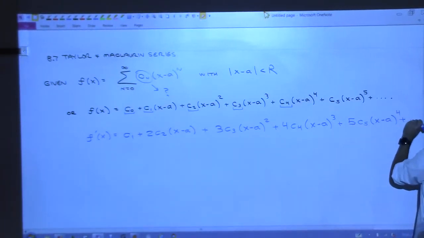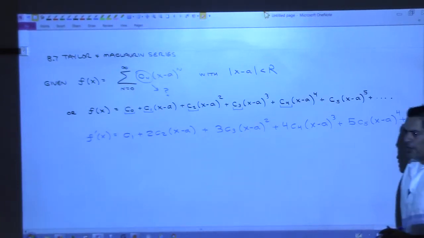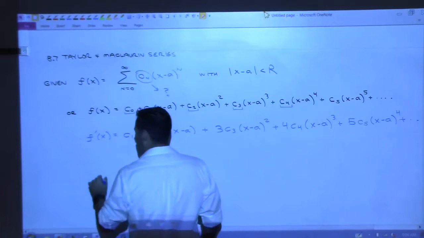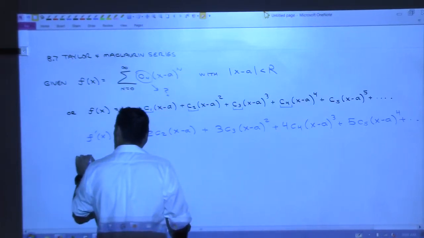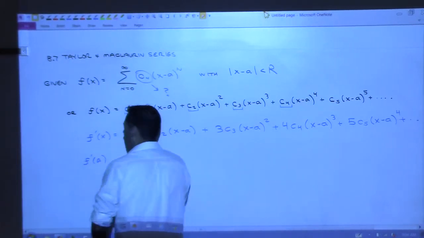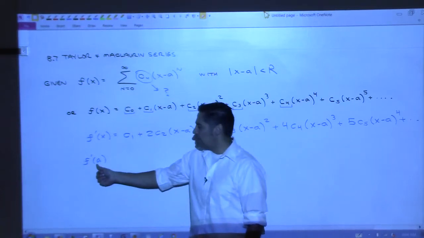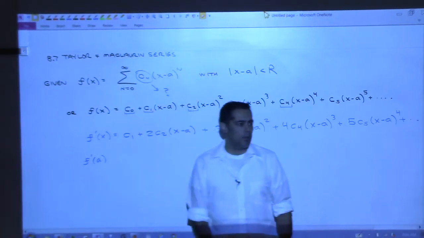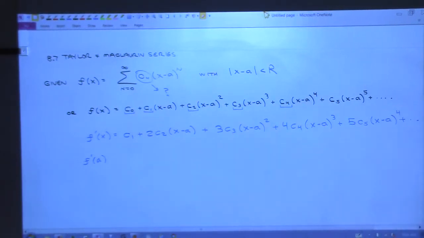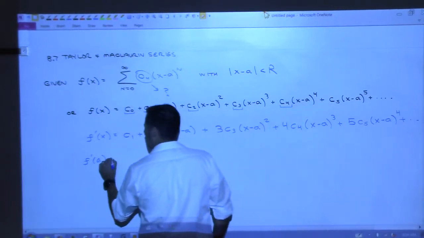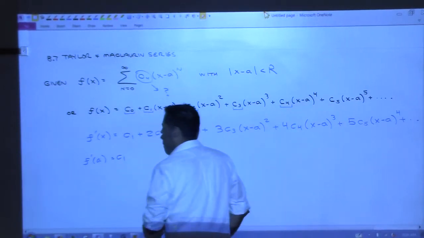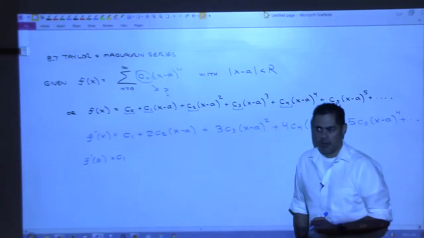Okay, we agree? That's the derivative. Now, check this out. This is brilliant. Not my idea. What is the first derivative evaluated at the value of a? So if I ask you to plug a into the first derivative, what do you get? You're replacing x with a. So what do you get? C sub 1, right? So C sub 1 is f prime of a.